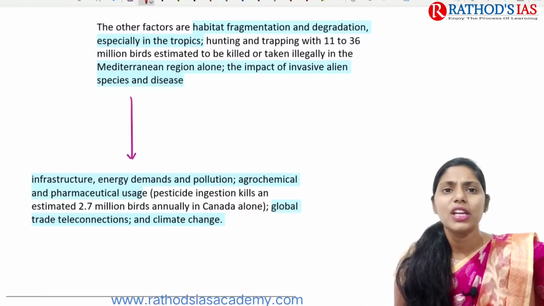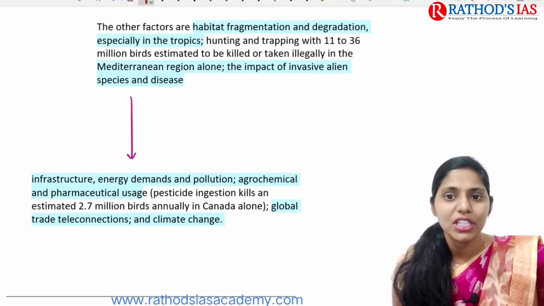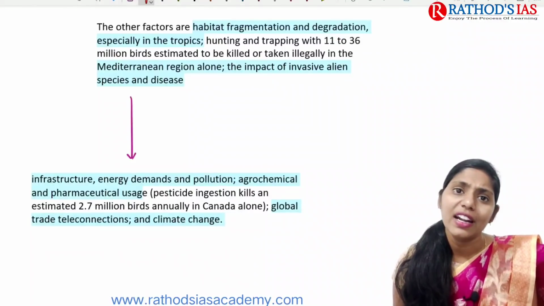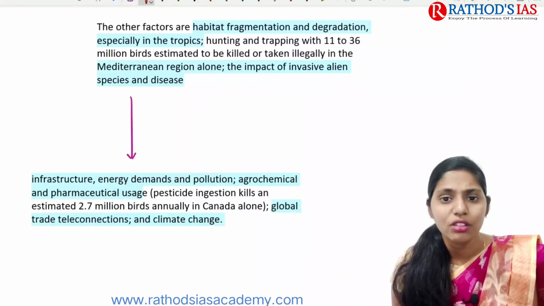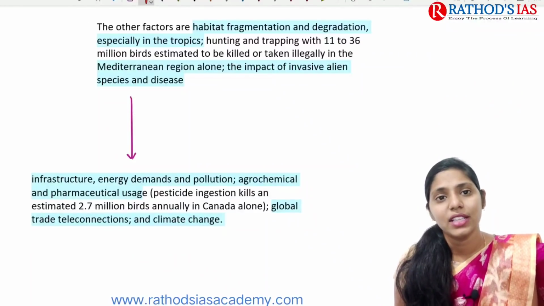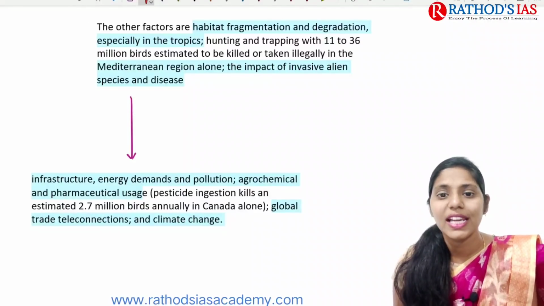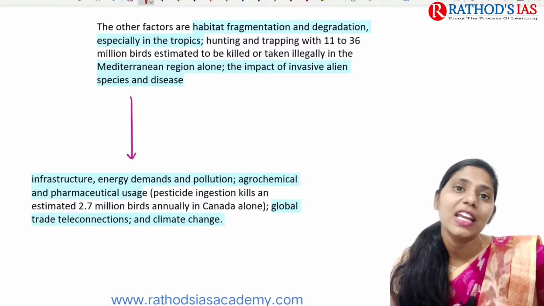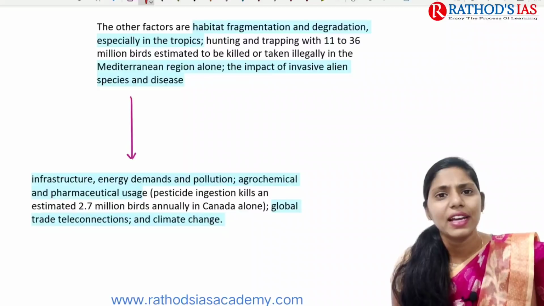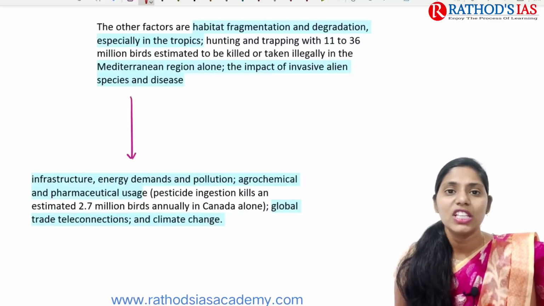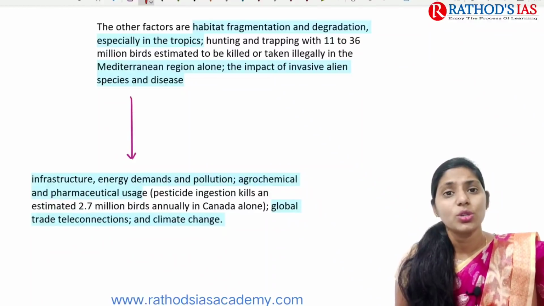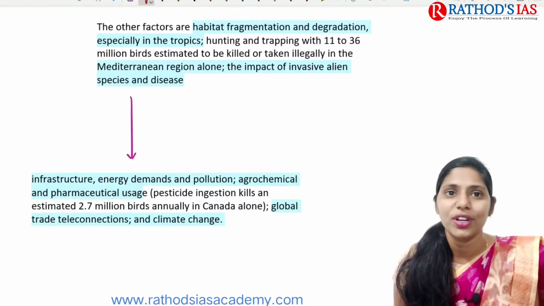Other factors mainly include habitat fragmentation and degradation of their habitats. We also go for hunting and trapping of birds, especially for food, so it is also one important cause. There is also a threat posed by alien or invasive species. And sometimes we can see bird flu. Because of bird flu, a number of migrant birds, especially in Chilika Lake and some important wetlands in India, are dying. So this is one important cause.